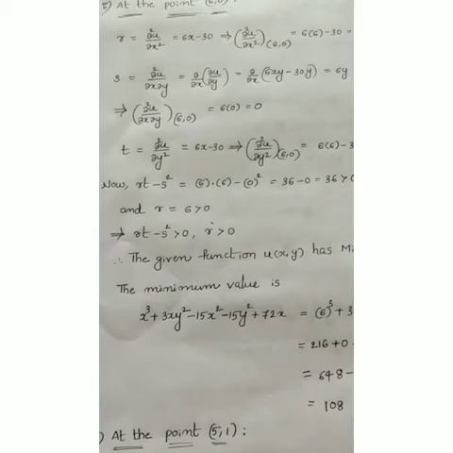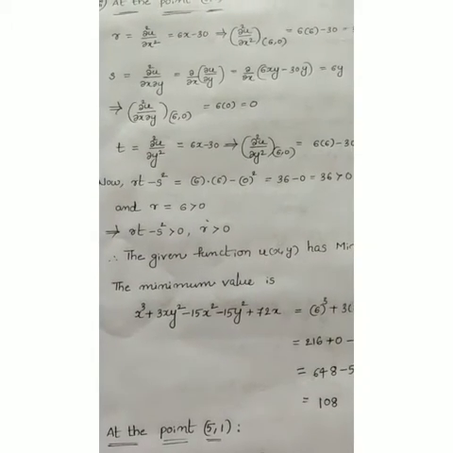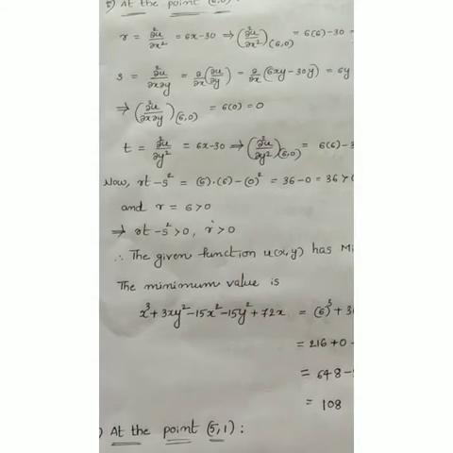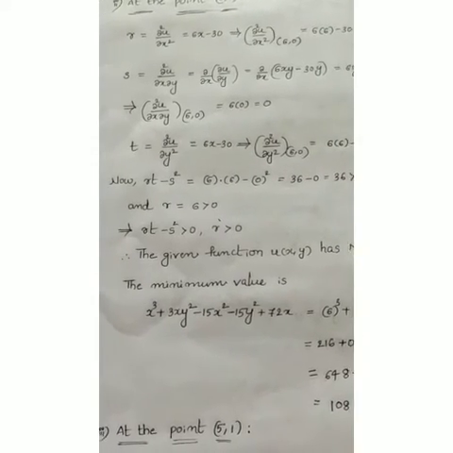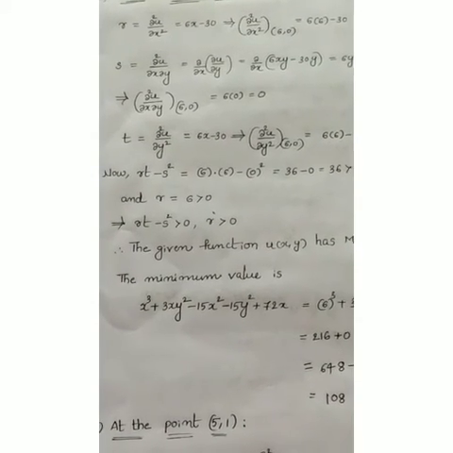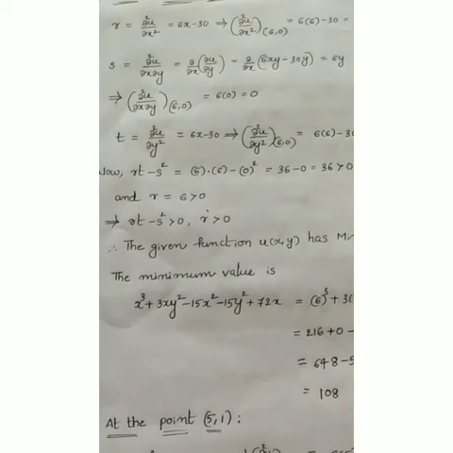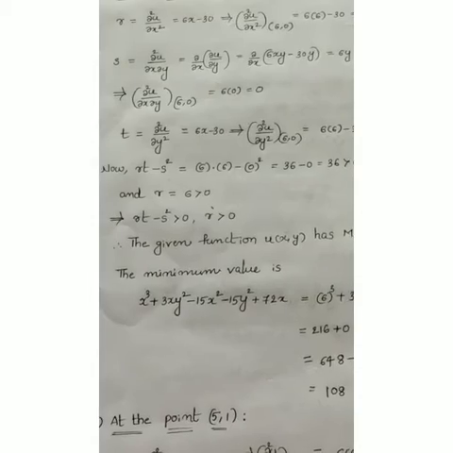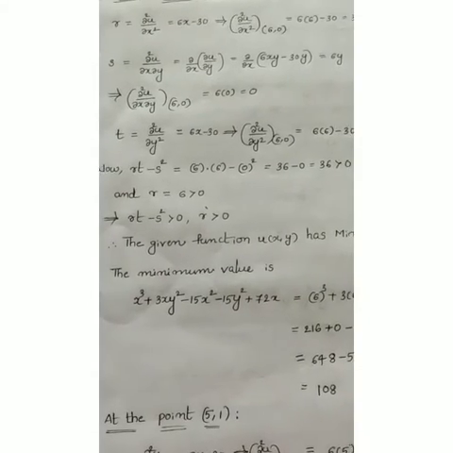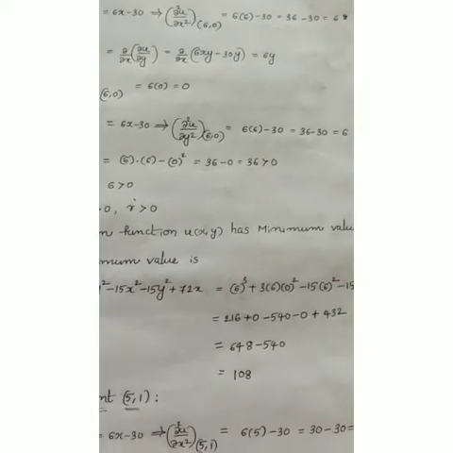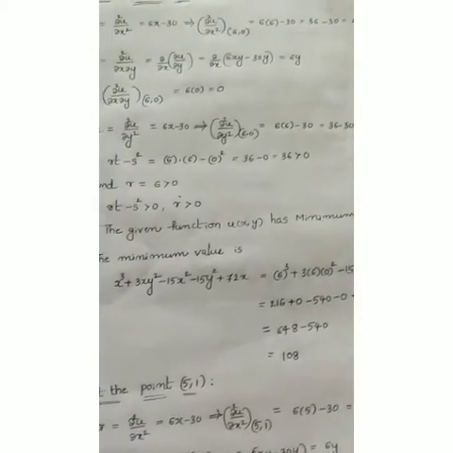S equal to ∂²u/∂x∂y, that is 6xy minus 30y. Differentiation with respect to x is 6y. Then substituting the point, ∂²u/∂x∂y of (6, 0) is 6 into 0, which is 0. And t equal to ∂²u/∂y², 6x minus 30, 6 into 6 minus 30, 36 minus 30 is 6.